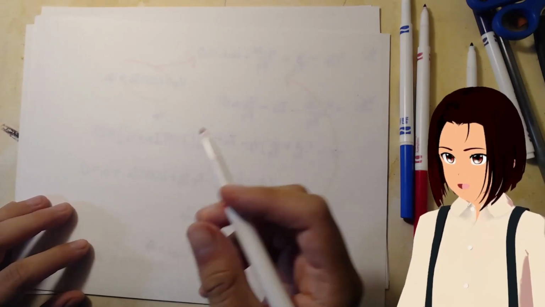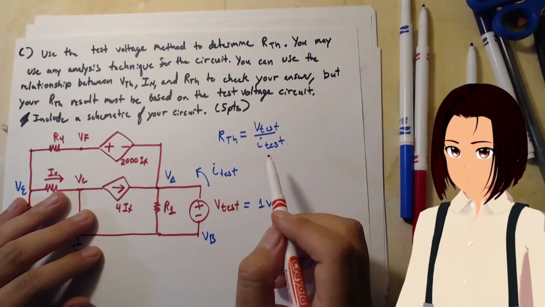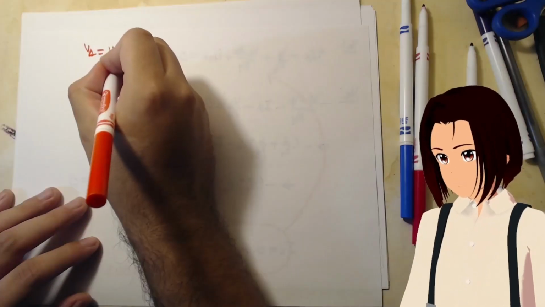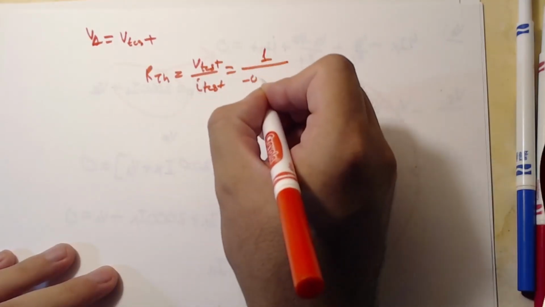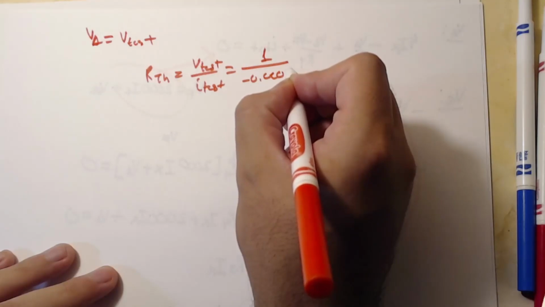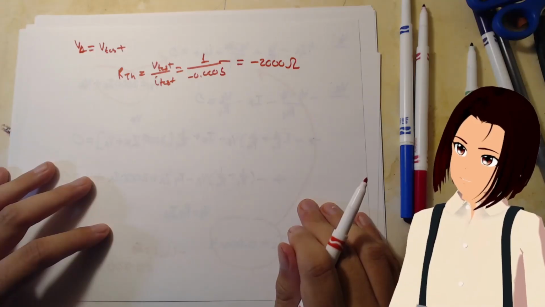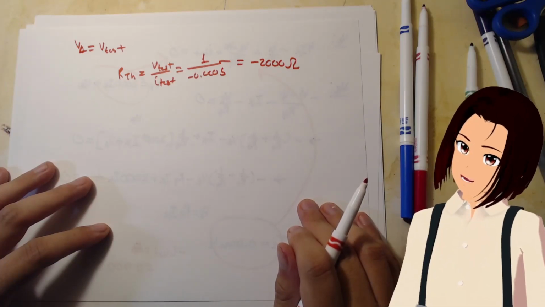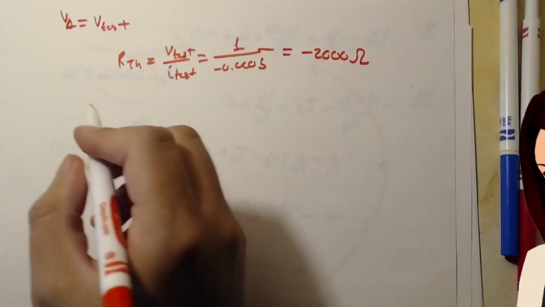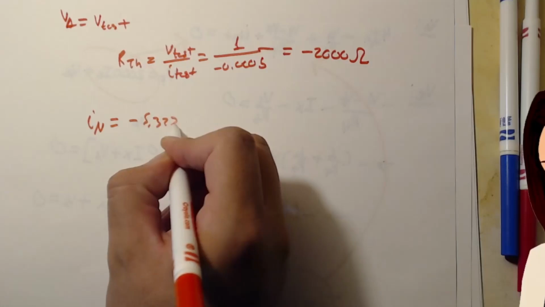Here's what I do with this. We know from before that R Thevenin is V test divided by I test. If that's just VA, VTest, R Thevenin is equal to 1 divided by minus 0.0005, minus 2,000 ohms. Guys, R Thevenin can be negative. Remember that R Thevenin can be negative. Here's the deal: I Norton is minus 5.333 milliamps.